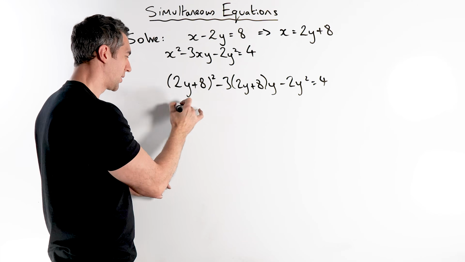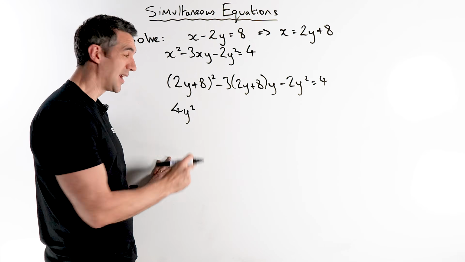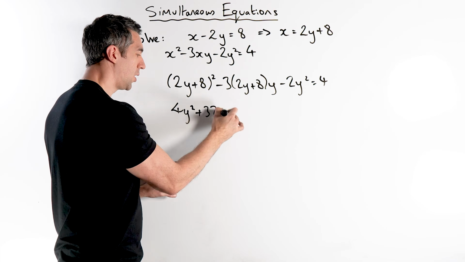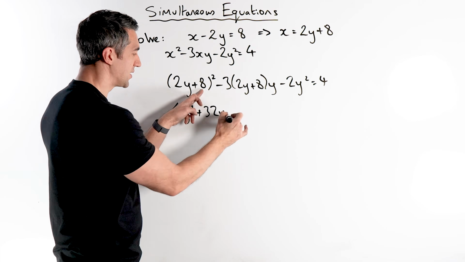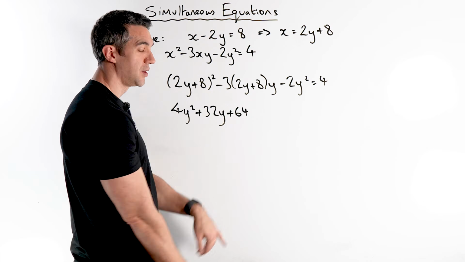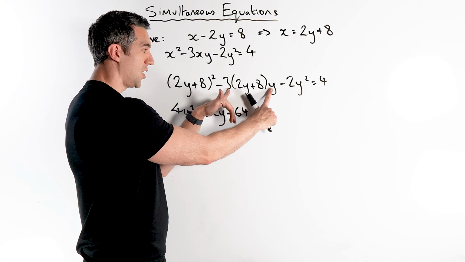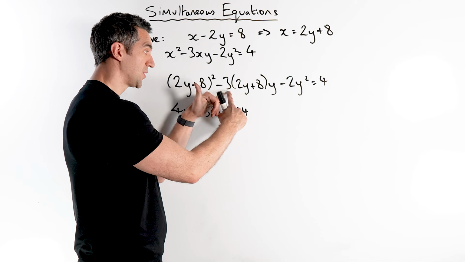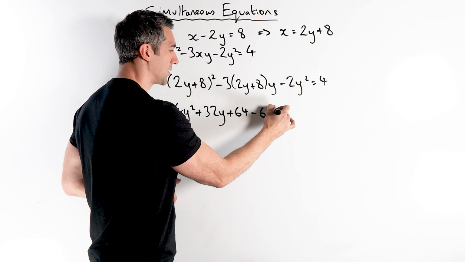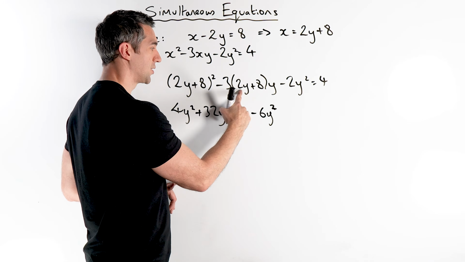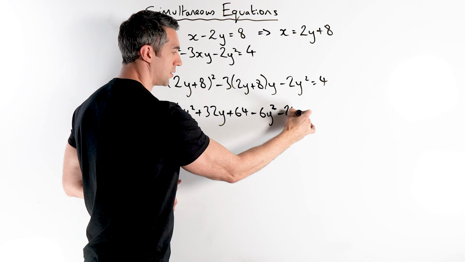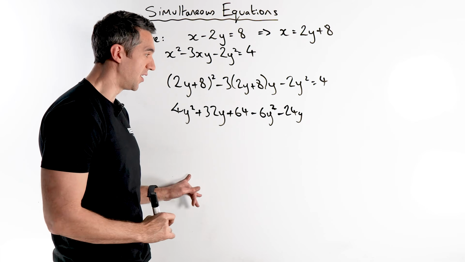So 2y times 2y would get me 4y squared. Then I'd get a 2y times 8 and an 8 times 2y, so that would be 32y when I simplify that together. And then 8 squared gets me 64. So there's my first double bracket expanded. Next one, the way I've written it, I've got my 3 and my y as separate terms, but again, they could go together. So this could be minus 3y, and when I expand this, it's going to make it a bit easier. So I get minus 6y squared from my minus 3y times 2y, and I've got minus 24y from my minus 3y times 8.